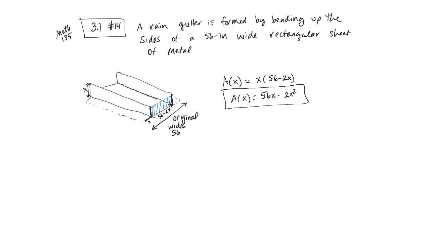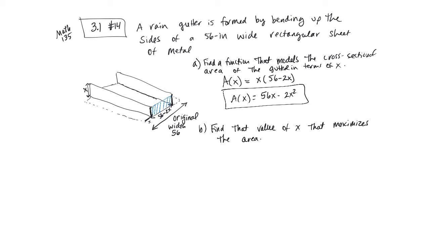And the second part, the next thing we want to do is maximize that area. So let's find the x value that maximizes that. What we're being asked to do is find the vertex. Let's write this in descending order: negative 2x squared plus 56x. And you could say it is y, or you could still have that as A of x, which is fine. But what we're going to do is find the vertex.